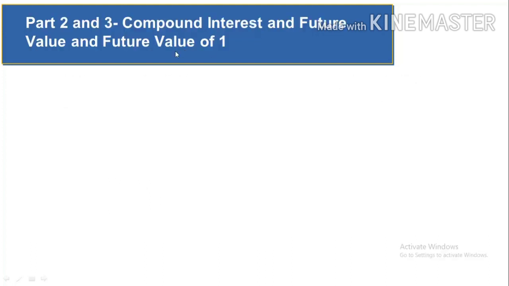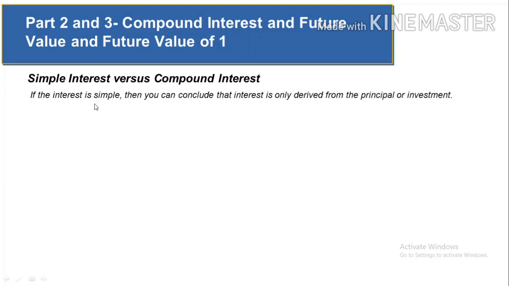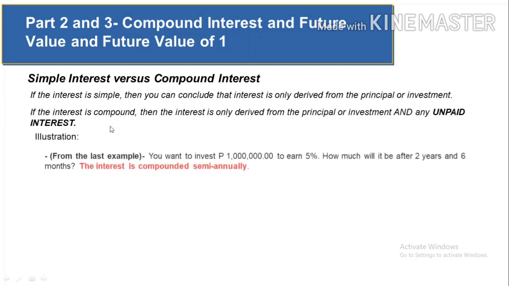So we are now on the second part and the third part, which is entitled Compound Interest, Future Value, and Future Value of 1. To start this, we need to compare first the simple interest versus the compound interest. Interest is considered simple when it is charged only to the principal. So how about compound interest? The compound interest is an interest charged not only to the principal but also on the interest accrued but still unpaid or uncollected yet. It might be clearer if we have an illustration.